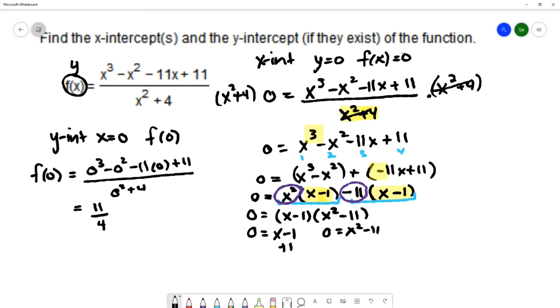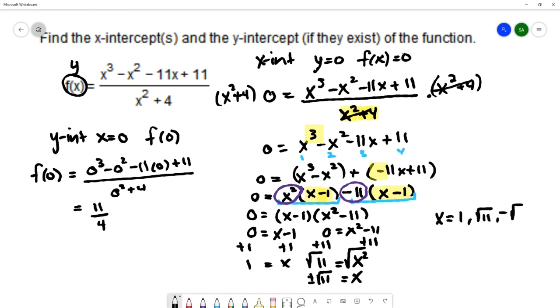So I add 1 to both sides to get x equals 1. I'll add 11 to both sides to get x squared equals 11. And I can finish solving this by square rooting both sides. And that gives x equals plus and minus square root of 11. So this function has 3 x-intercepts: 1, square root of 11, and negative square root of 11.